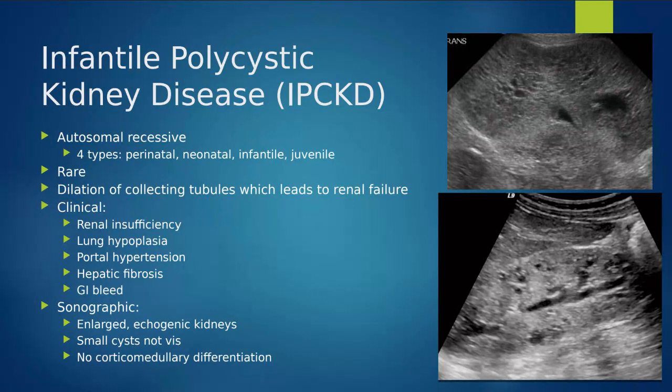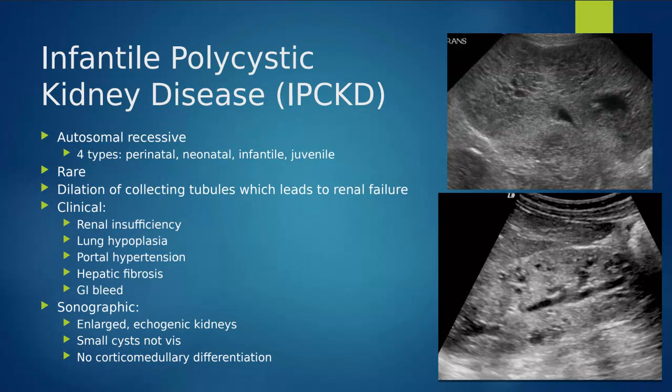And if that is a risk, they're probably going to be getting genetic testing during the pregnancy to see if the baby will have this. When we have infantile polycystic kidney disease, it's going to be the dilation of the collecting tubules, which is going to lead to renal failure.